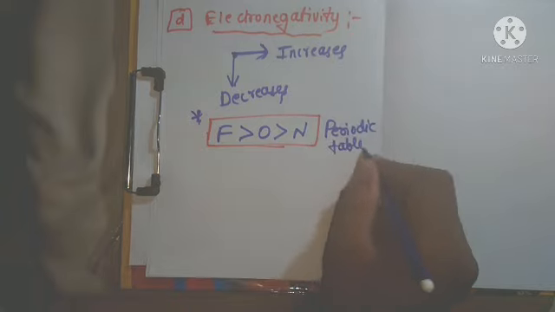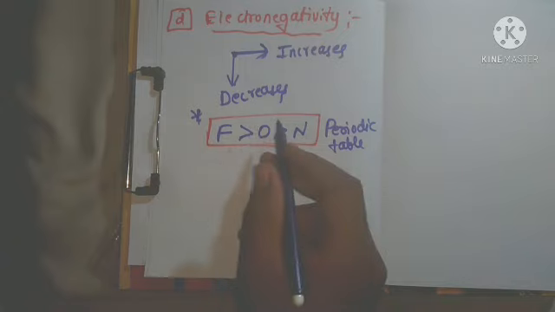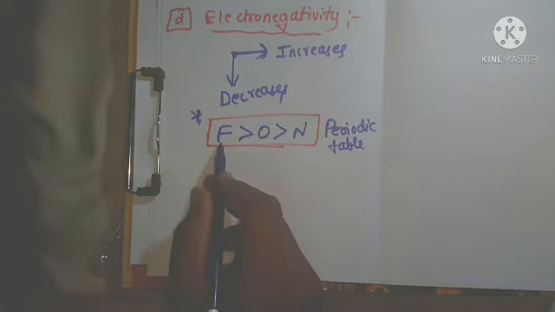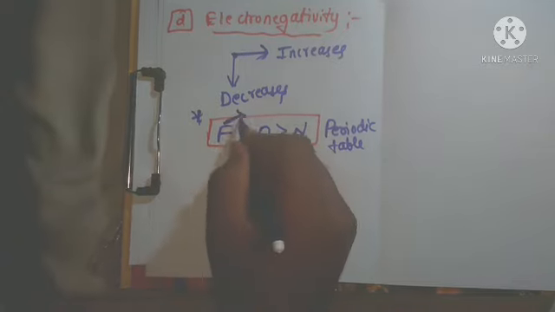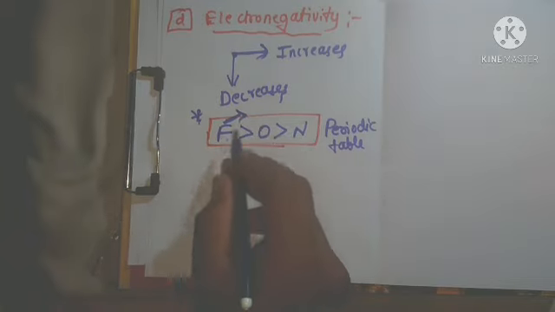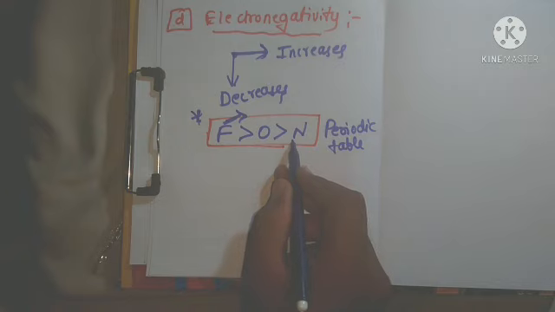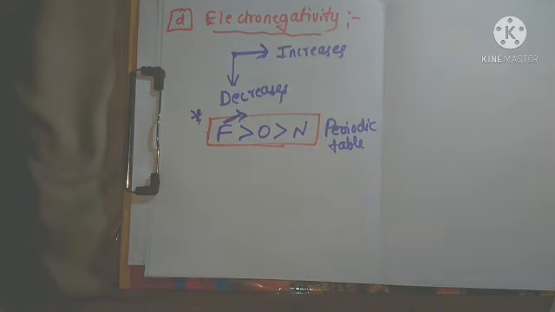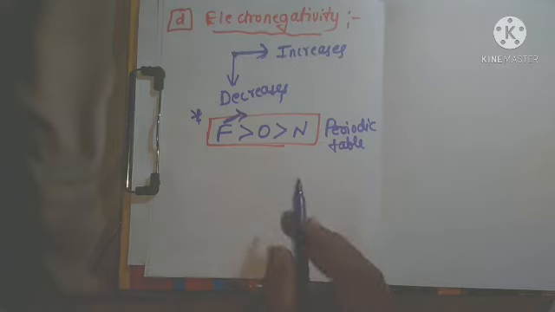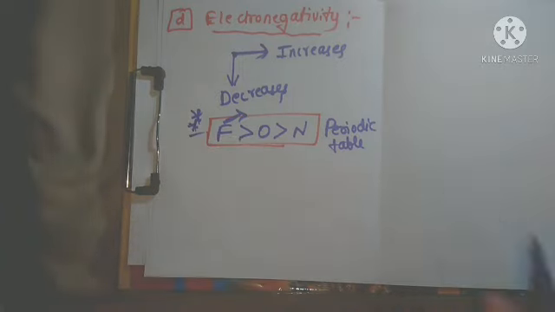In the periodic table, what is the electronegativity order? The most electronegative element is fluorine. Then oxygen is the next most electronegative element. Next is nitrogen. This is the order, and you also have to remember the hint, F-O-N. Next we will go for the electron gain enthalpy.